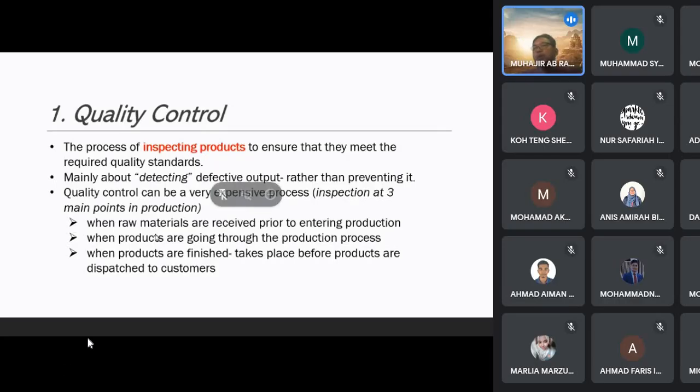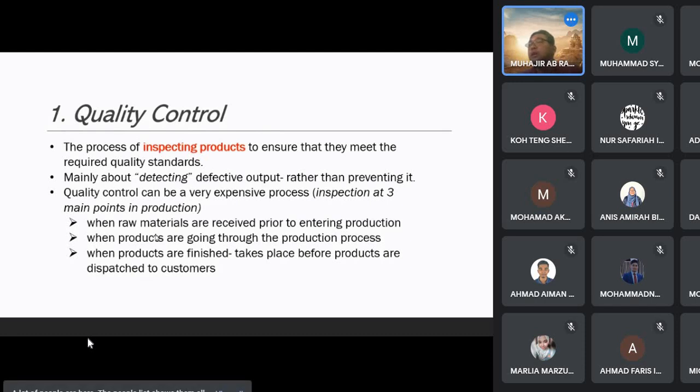And lastly, when the products are finished, the check takes place before the products are dispatched to the customer. So once it is finished, before you deliver to the customer, you also need to check. You can see that if you have 1,000 products, there are many products you need to check. So it takes time, and definitely it will cost you. So this quality control is quite traditional and quite expensive, because you will have many errors.